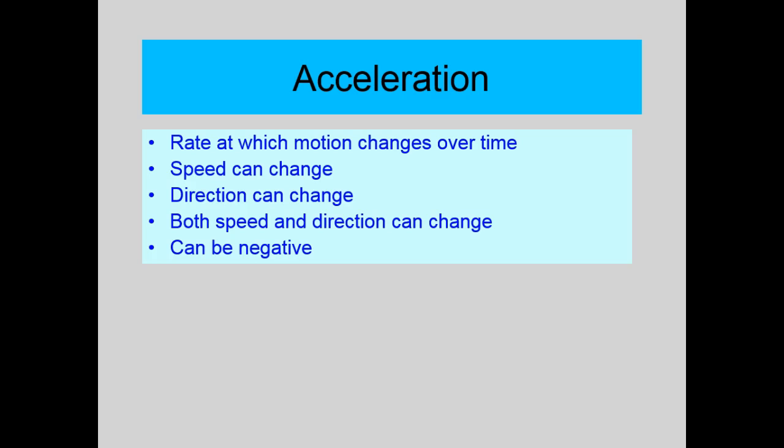That's an acceleration. Now, that means not only is your accelerator an accelerator, your brake is an accelerator. It's just a negative acceleration. Your steering wheel is also an accelerator because it's changing your direction. Okay? So speed can change, direction can change, or both speed and direction can change at the same time. All of those are accelerations.